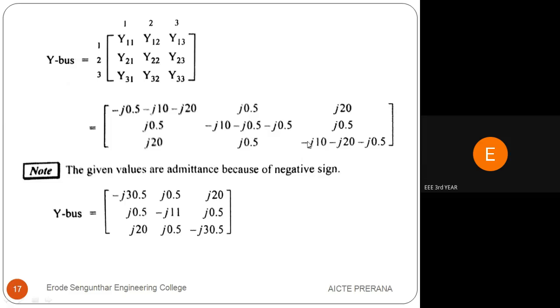Everything comes from the above equation. Just solve that equation and get the Y bus matrix. It's very simple, and these types of sums are asked frequently in GATE exams for 2 marks. Totally, till now I have gone through 2 sums from GATE question papers.